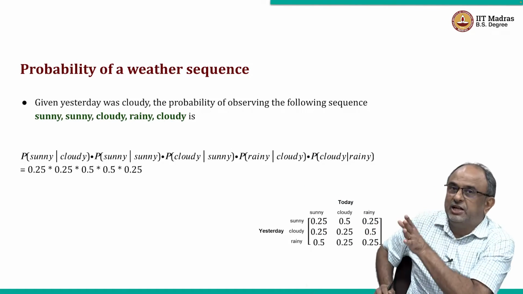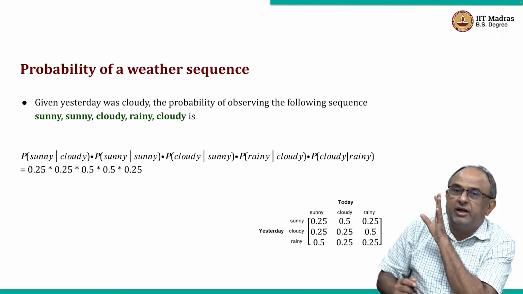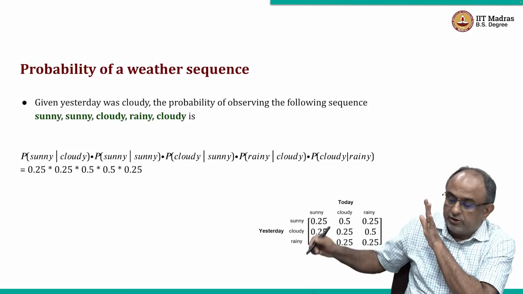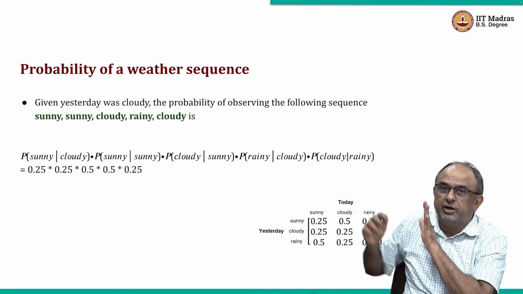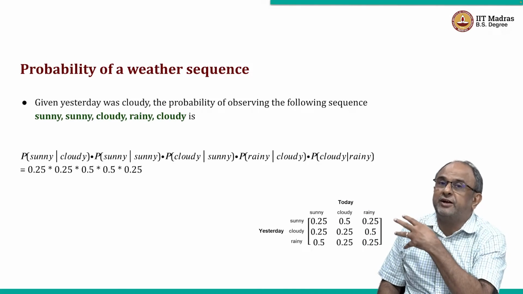So let us say yesterday night, this is what I was doing. I had the idea that I know that yesterday was cloudy. Now I'm going to ask about the next 5 days: sunny, sunny, cloudy, rainy, cloudy, right? What is this? I still don't know the truth, right? This is now predicting.